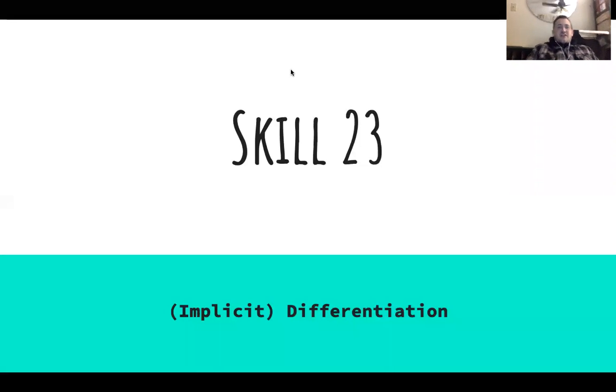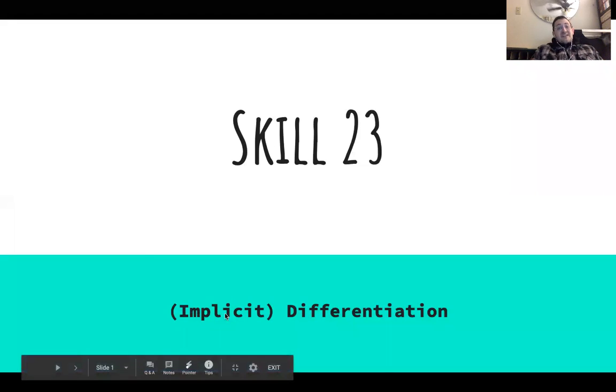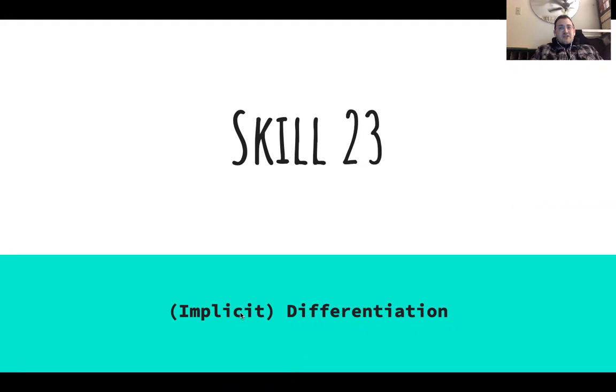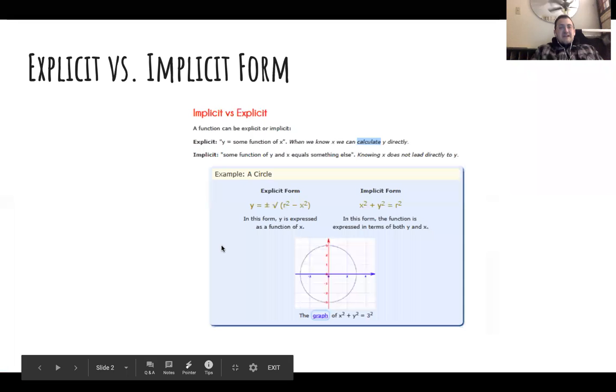Hello, calculus scholars. Today we're going to do skill 23, which is implicit differentiation. So you may be asking, what does implicit mean in the context of calculus? And you'll see why I put implicit in parentheses, because we're going to take a look at implicit versus explicit types of function situations.